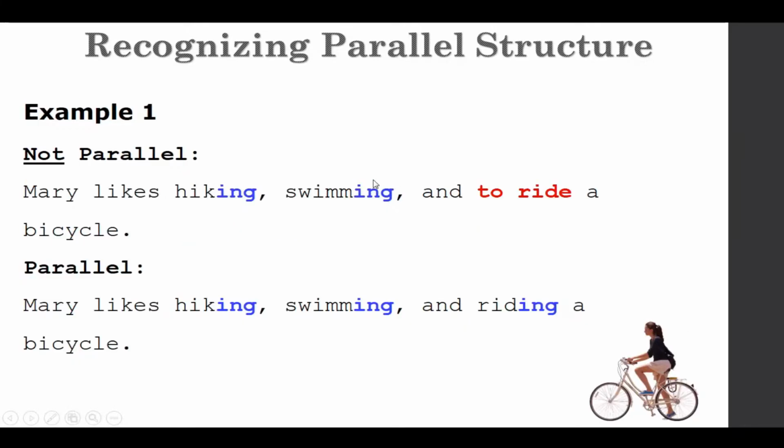Look at this one. This is another one where I am mixing forms. Mary likes hiking, swimming, and to ride a bicycle. This breaks the parallel structure of the sentence. I can rewrite it like this. Mary likes hiking, swimming, and riding a bicycle. Now all of them end in ing.